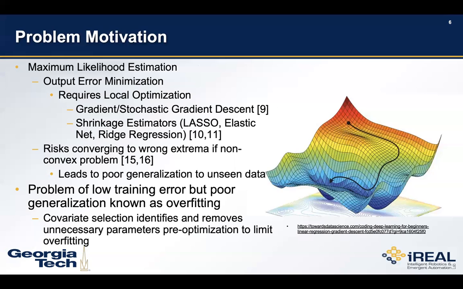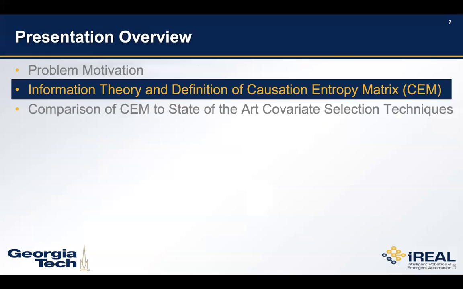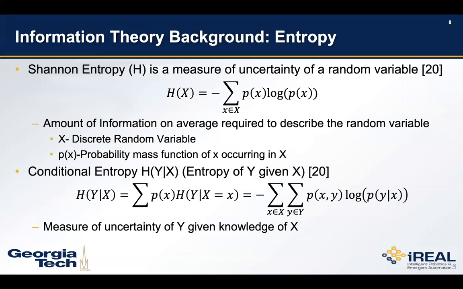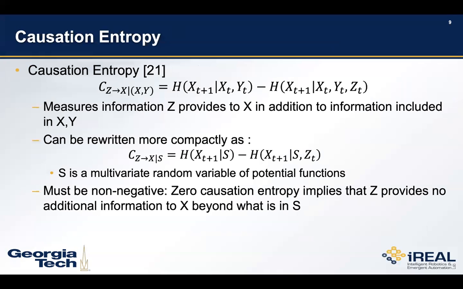To address this problem of overfitting, many attempt covariate selection, or as it's known in some fields, feature identification, to identify and remove unnecessary parameters before running the optimization to limit the problems due to overfitting. I'll now provide some background on information theory, which begins with the Shannon entropy H, which is a measure of uncertainty of a random variable. Additionally, we can define a conditional entropy H of y given x that's very similar in nature to that of the Shannon entropy. It measures the uncertainty of y given knowledge of x.